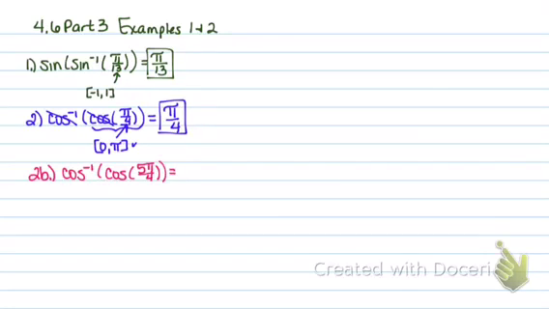This is not equal to 5 pi over 4, okay? Because remember, we have to check. This is cosine inside, and cosine tells us that this has to be between 0 and pi. Is it? No. So, doesn't mean it's undefined though, okay? So let's think about this. So on my unit circle, 5 pi over 4 is down here.